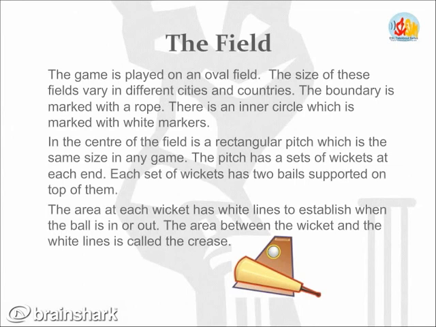The pitch has a set of wickets at each end. Each set of wickets has two bails supported on top of them. The area at each wicket has white lines to establish when the ball is in or out. The area between the wicket and the white lines is called the crease.